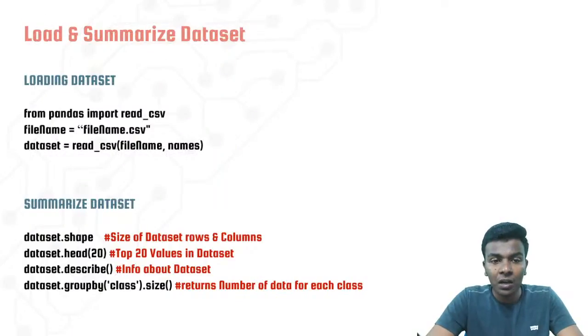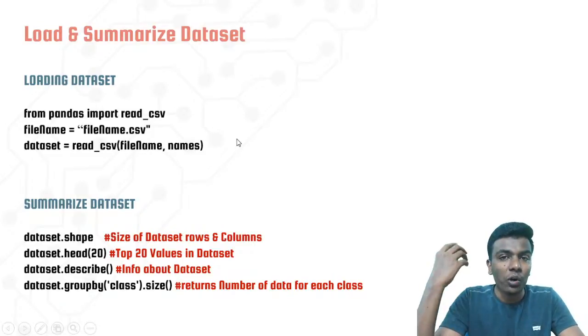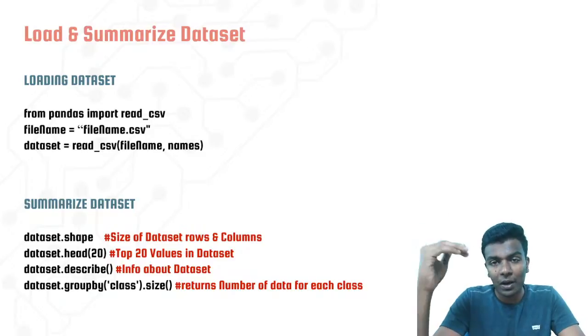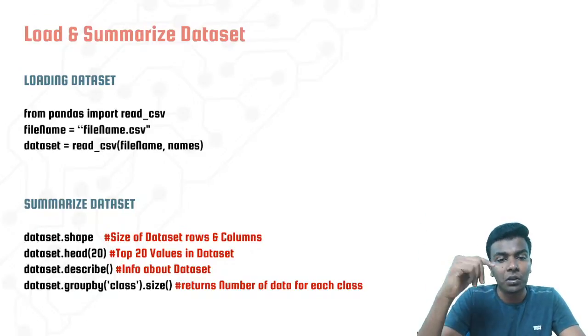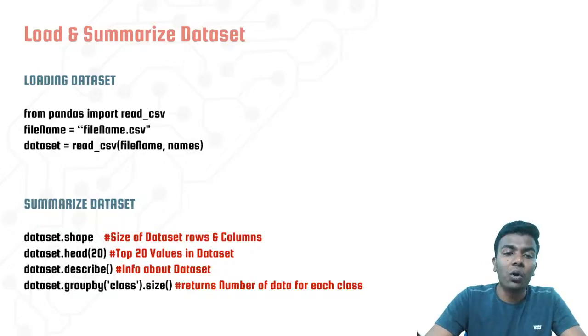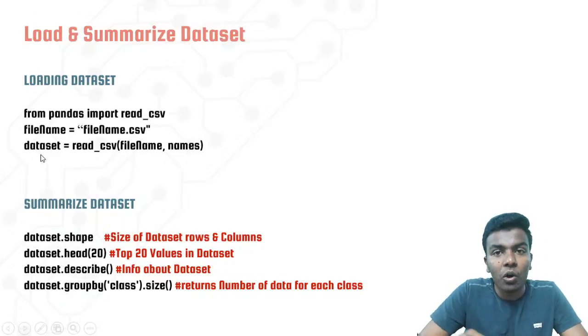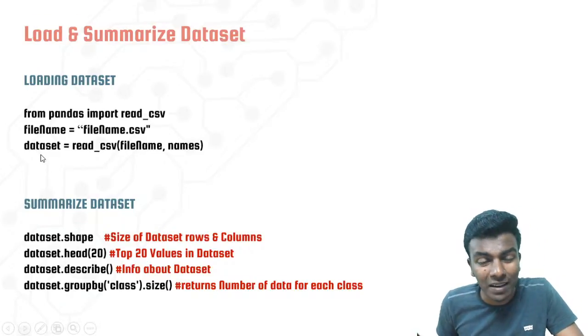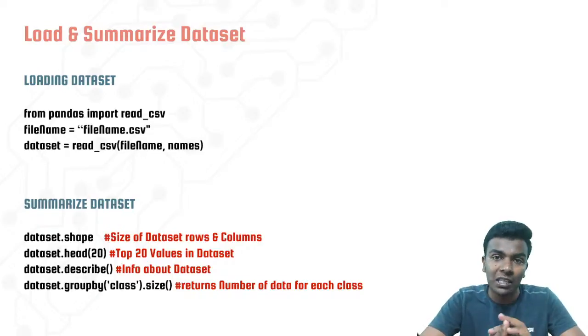So here file name is representing the CSV file which is present in the directory, and then dataset is equal to read_csv. So we are going to read the file which is present in the directory with its name. Names is going to represent which column is which one, like voltage or current or power. In the variable dataset, we are going to load the data which is present inside that .csv file.